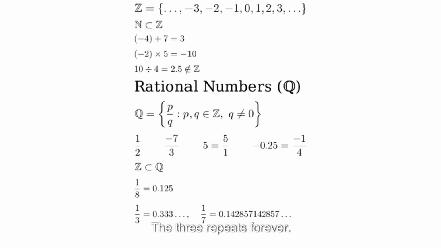The 3 repeats forever. Or 1/7 equals 0.142857142857... The block 142857 repeats forever. If you see a decimal that stops or repeats, it must be a rational number.